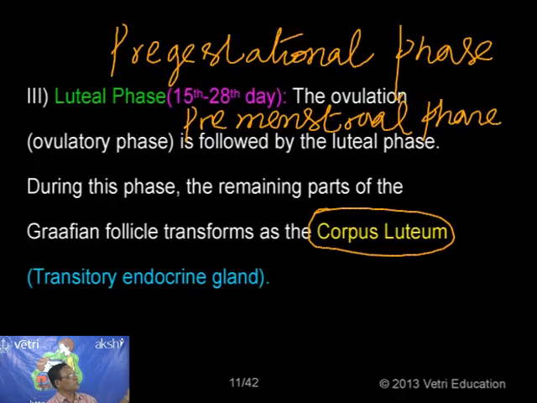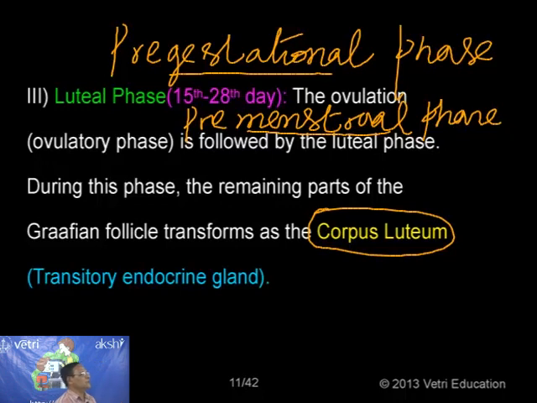Now why is it called the pre-gestational phase? Gestation means pregnancy. As it occurs just before the onset of pregnancy, it is called the pre-gestational phase. And it is also called the premenstrual phase, as it occurs before the onset of menstruation. If pregnancy occurs, it is preceded by this phase. And if there is no pregnancy, we have the menstruation period. As it occurs before menstruation, it is called the premenstrual phase.